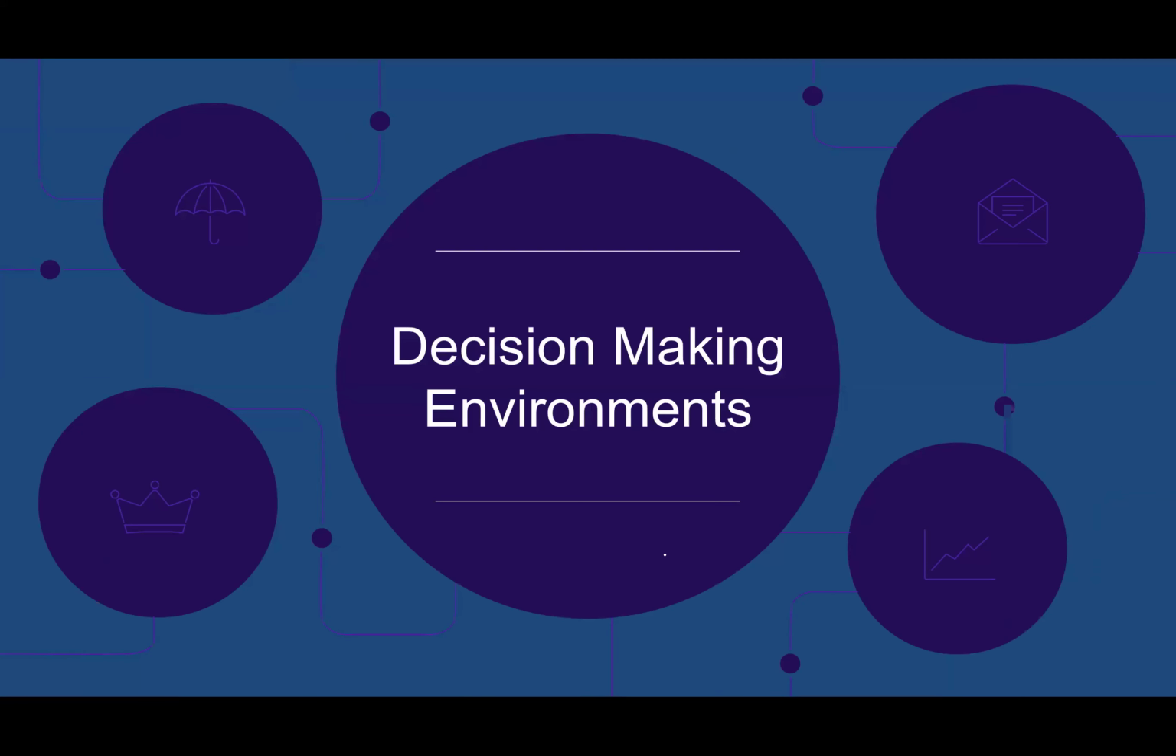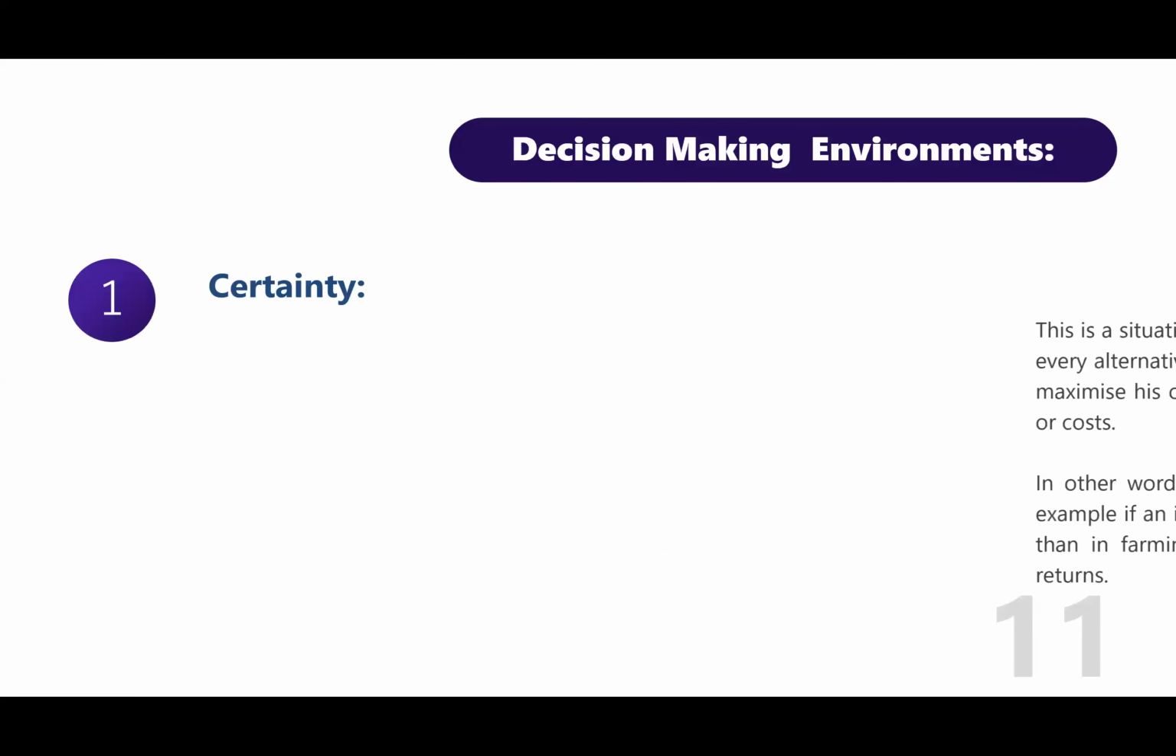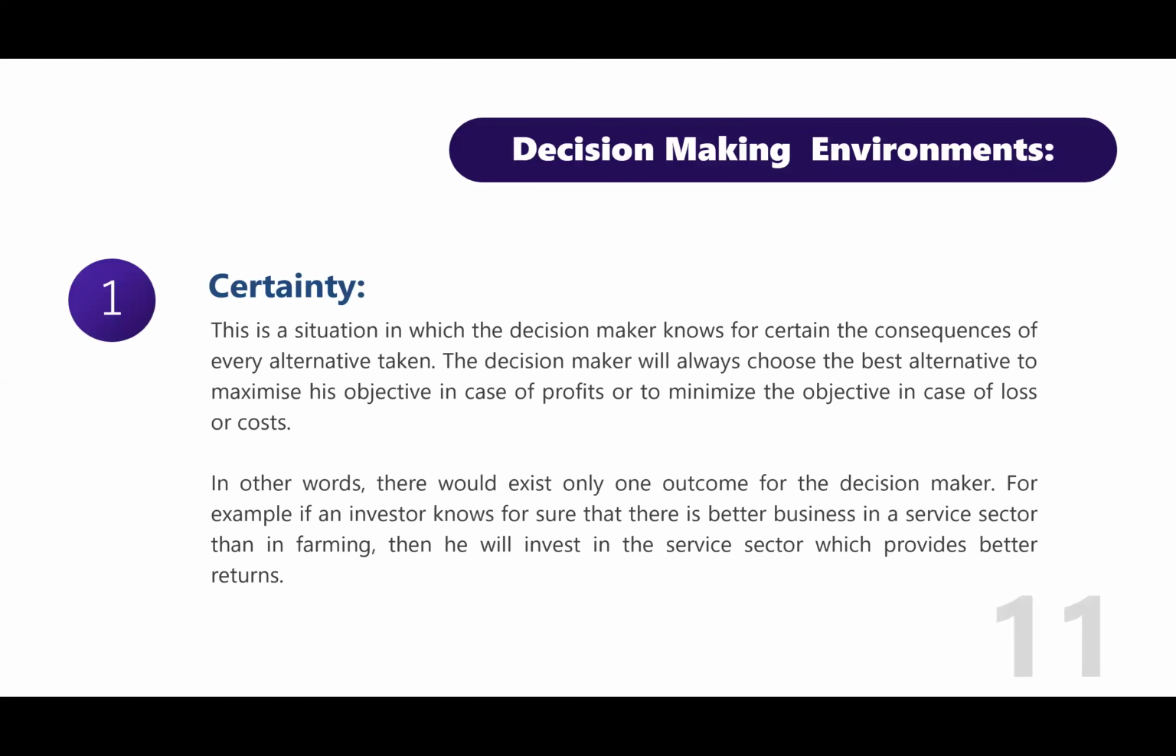Then we move into the decision-making environments, which are basically 3. We have the environment of certainty. Now, under certainty, everything is okay. You know the outcomes, that if I take this course of action, or if I select this alternative, these are the payoffs, these are the outcomes. So you're very certain about it.